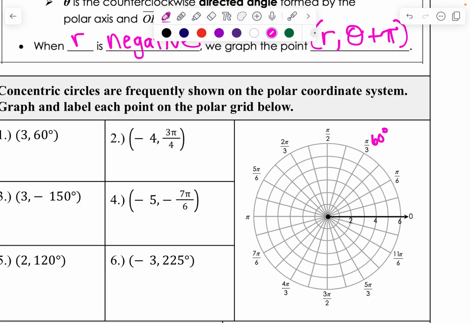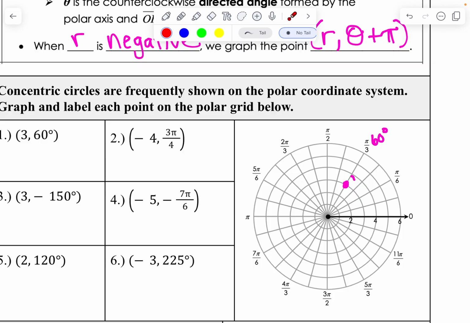And we're supposed to go 3 units. If we look down here, every circle is 1 unit out. So here's our 3, and we're going to plot it right here, 3 units out on a 60-degree angle. So that's number 1. Number 2 says (-4, 3 pi over 4).